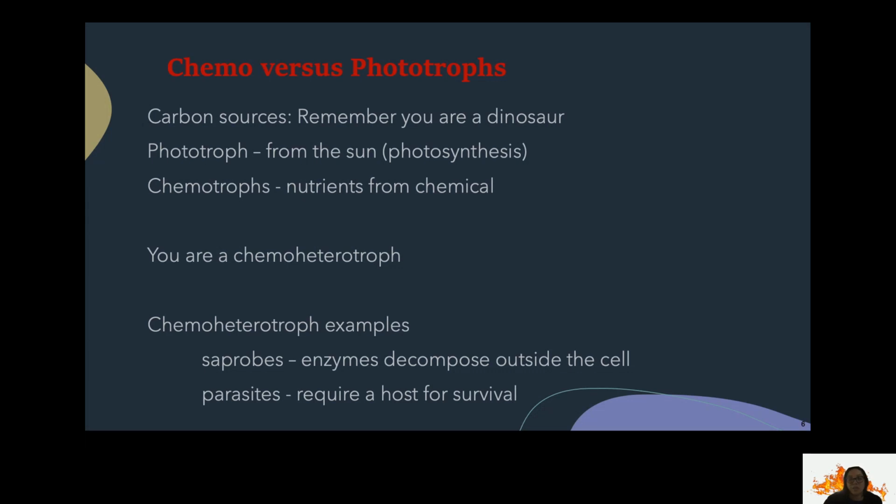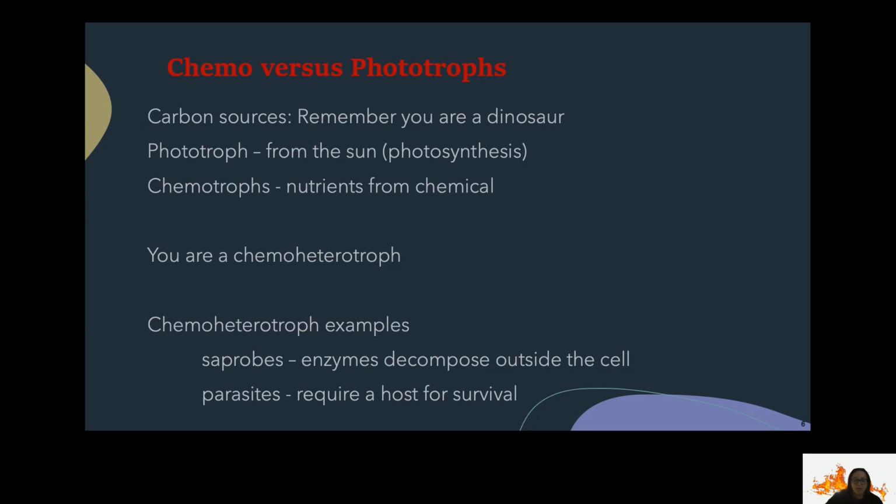So to break down those different trophs, I want you to remember that you are a heterotroph, which means you get your chemicals by consuming them from other sources. Other examples of chemoheterotrophs in microbiology include saprobes, which get their food from dissolving enzymes outside the body, and that's how they decompose, and then they just suck up that decomposed material through their plasma membranes. Or there are also parasites, which utilize a host and take the resources from that host directly.